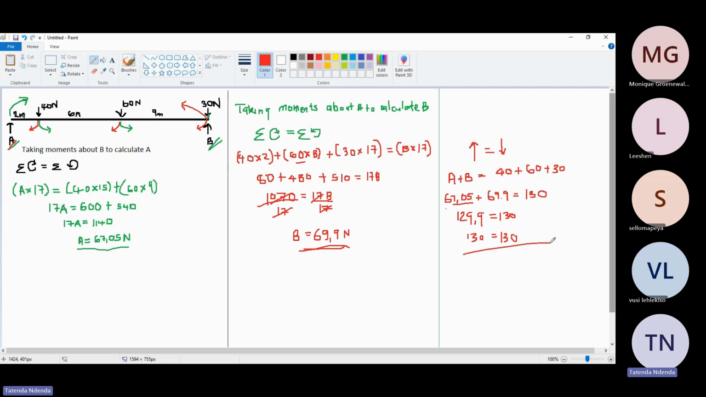Okay. Any questions there, guys? No. How many managed to get this one? Myself. Fusi, Monique. I got it also. Okay, what about Monique?